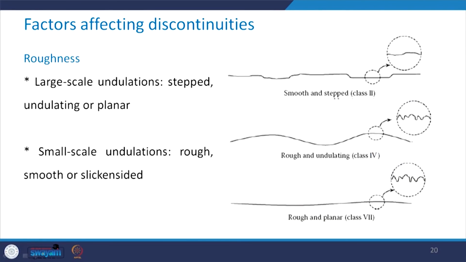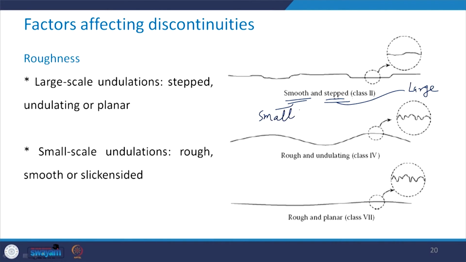Let us further understand this. When we have the large scale undulations, these are stepped, undulating or planar. Small scale undulations are rough, smooth or slickensided. So here in this figure you can see that when I say stepped, this is giving us the idea about the large scale, and when I say smooth, this is small scale.